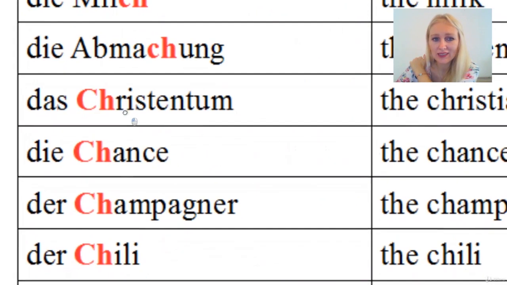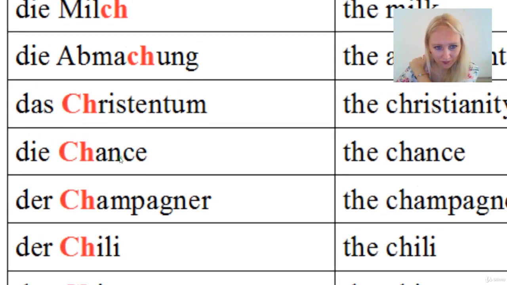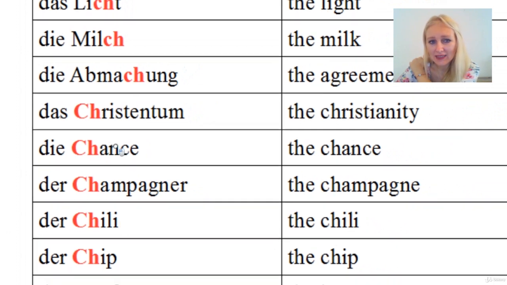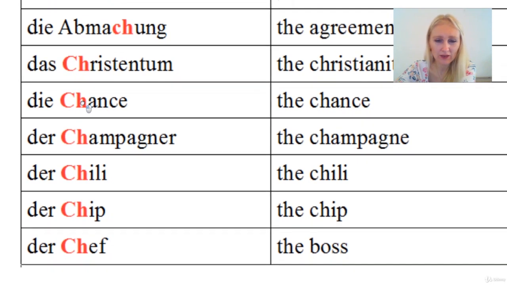So we don't say Christentum, especially if it's at the beginning. Here we would pronounce it as a K, Christentum. Then we have the word die Chance. In this case, it's a French word, so we pronounce it the French way, die Chance. Okay, we don't say Chance or Kanze or anything like that. We say Chance, because we just pronounce it the French way.